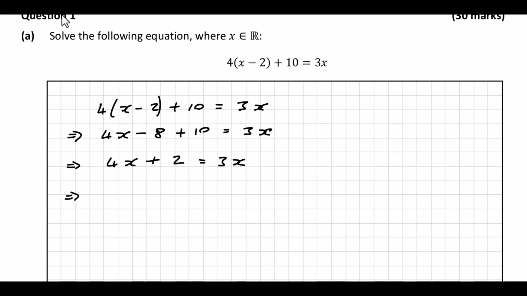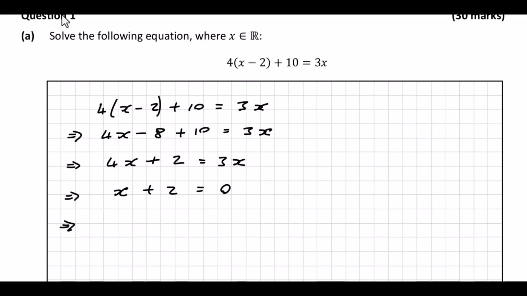So the next thing I'm going to do is subtract 3x from both sides. I'm going to take this 3x and bring it over here, in other words. So if I subtract 3x from the left hand side, I'll have 4x minus 3x. That'll give me 1x. If I subtract 3x from the right hand side, I'll get 0.